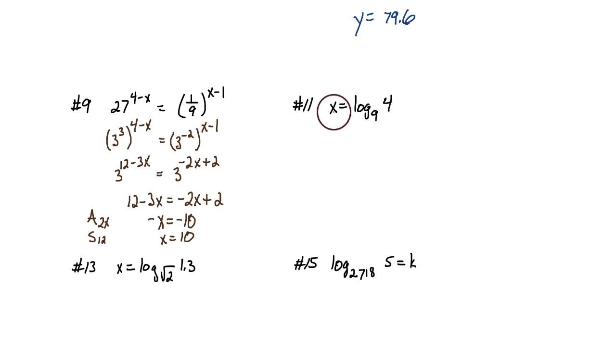Number 11, the variable x is equal to this logarithm. So x is the value of this logarithm. We can find the value of this logarithm by using the change of base formula. The log of the argument divided by the log of the base. Type that in the calculator. The answer is 0.63.